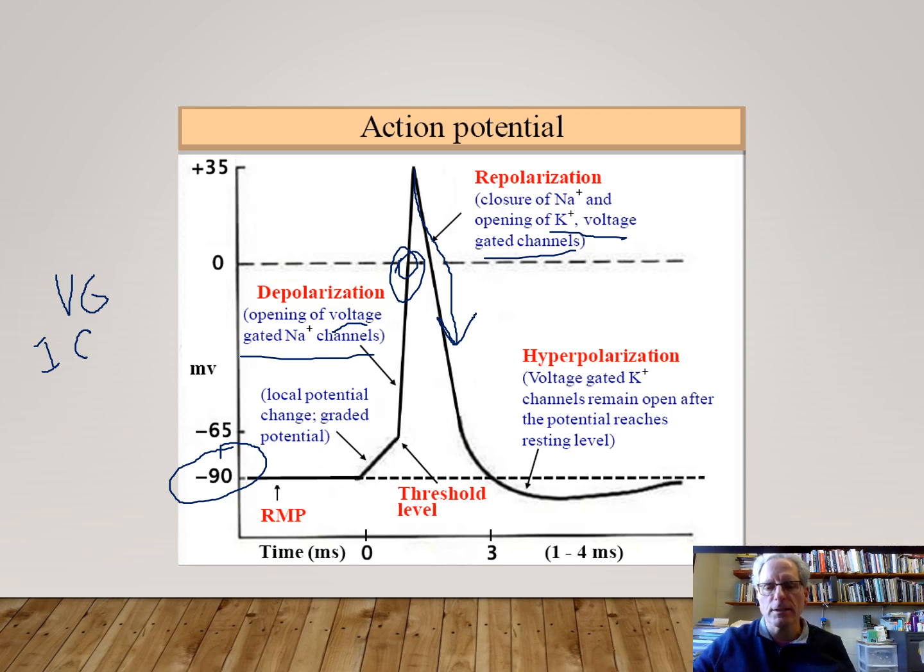And the cell kind of overdoes it. That's called hyperpolarization. But as those channels close, the sodium-potassium ATPase returns the cell back to its resting potential, and then the cell is ready to go again.